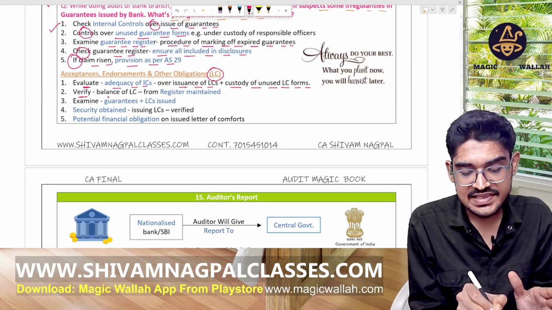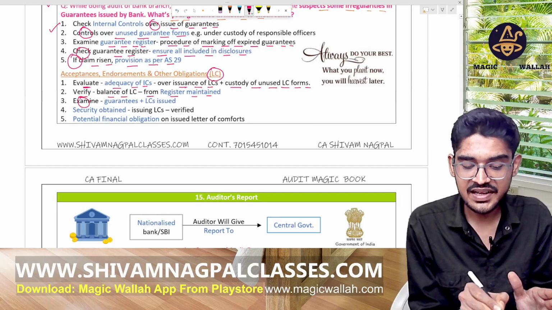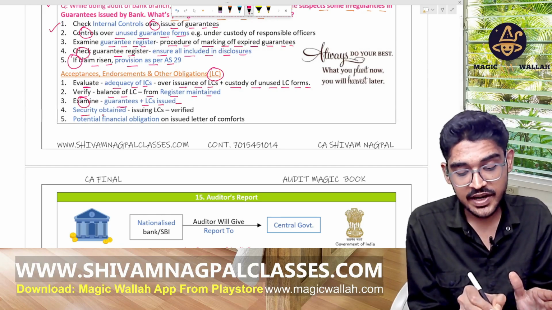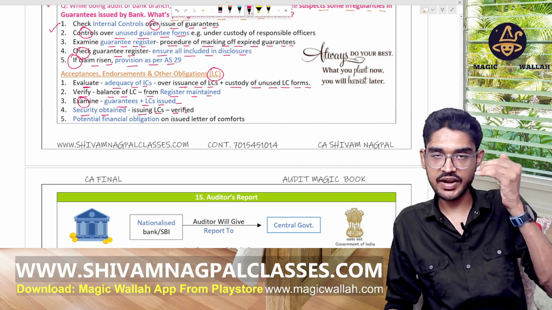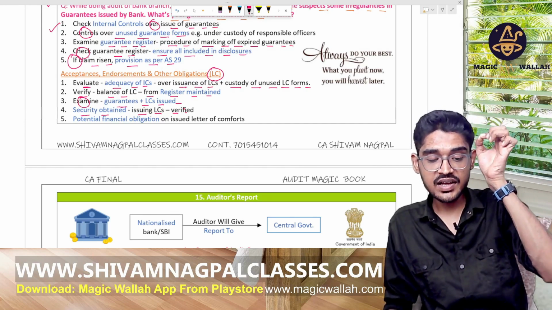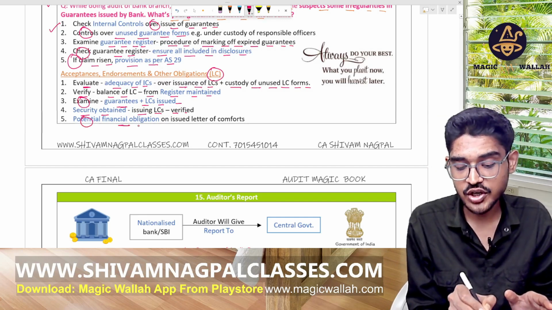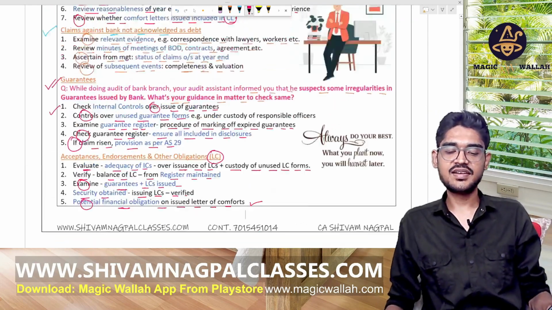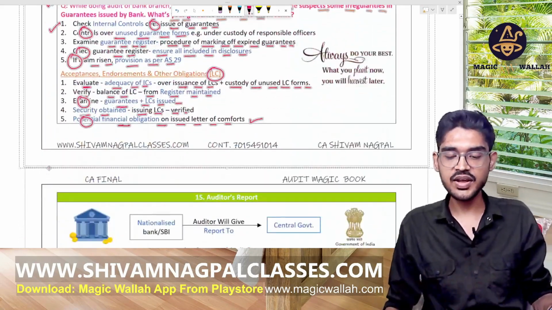Verify the balance of LC from the register maintained. Examine the guarantee plus letter of credit issued by the bank. Security obtained for issuing the letter of credit should be verified. Okay, the bank is giving the letter of credit for that money that a bank will pay to the foreign bank. So check the security sheet for that. And the potential financial obligation on issued letters of comfort. Right? So these are basic points, not so important. You can just read. Okay.